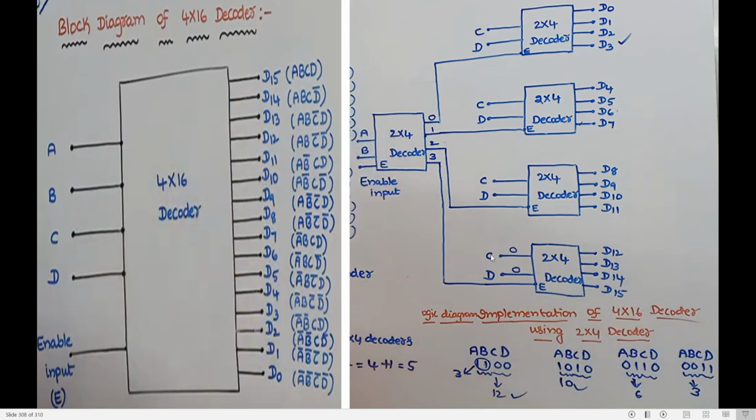If C and D are 0, 0, it selects the first line. If it is 0, 1, it selects the second line. If it is 1, 0, it selects the third line. If it is 1, 1, it selects the fourth line.